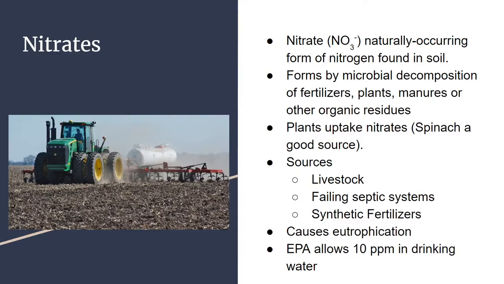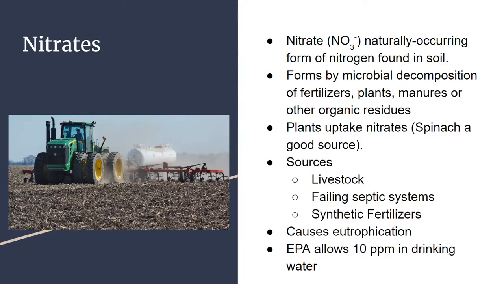Nitrates, or NO3, a naturally occurring form of nitrogen found in soil, formed by microbial decomposition of fertilizers, plants, manures, or other organic residues. Plants take up nitrates. Spinach is a good source of nitrates. Livestock manure being put on the fields, and failing septic tank systems can also be sources, since a lot of manure from septic tanks can cause that.